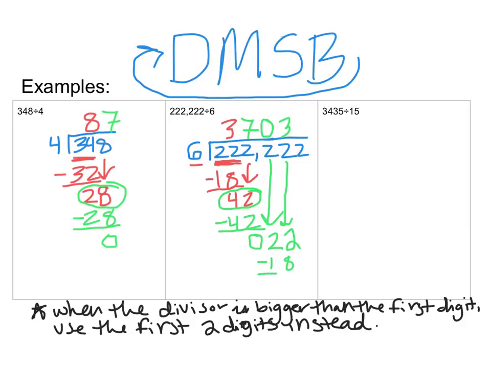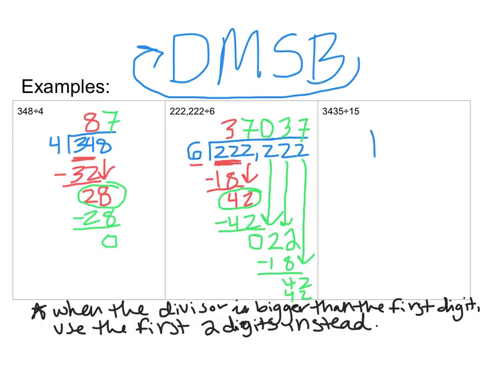18. We subtract. We get 4. We bring down another 2. 6 goes into 42 7 times. And 7 times 6 is 42. And when we subtract there, we get 0. So we know that we're done. Let's do our last one.